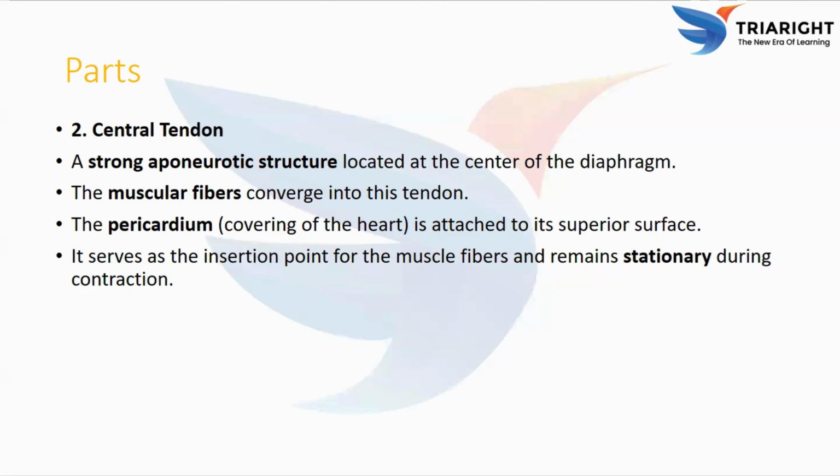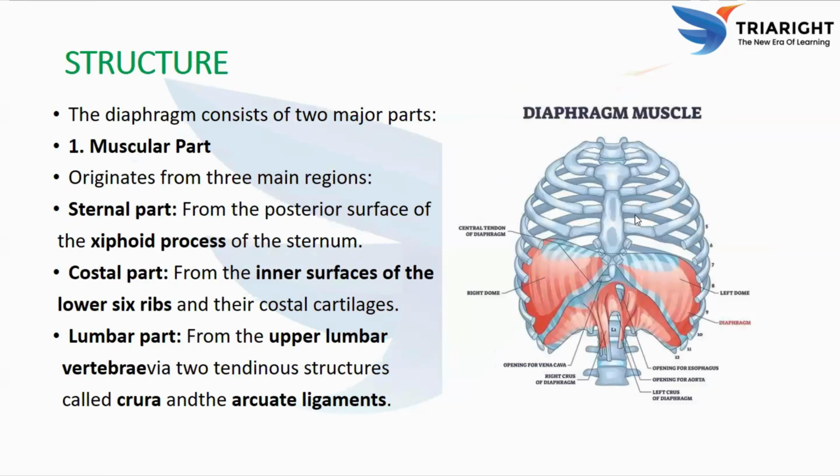What is the structure and function of the central tendon? All the muscle fibers of the diaphragm converge towards this tendon. You can clearly see it in the picture. It acts as an insertion point for these muscles. When the diaphragm contracts, the muscle fibers pull the central tendon slightly downward. This helps in increasing the volume and also inhalation.